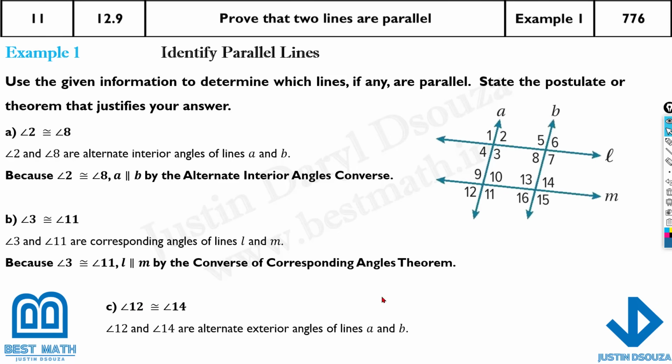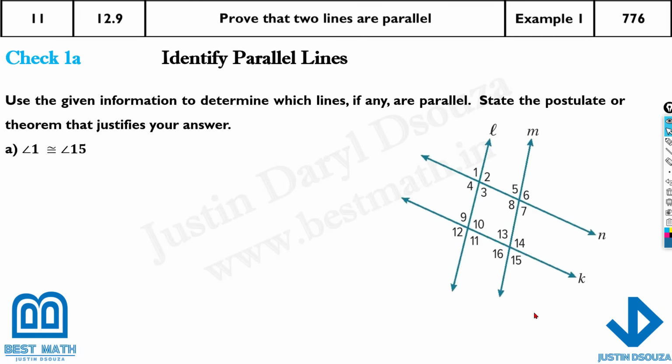And now here we have 12 and 14. Where are 12 and 14? This is A and B here, but they are alternate and outside. Look, A and B, they're outside A and B. Therefore, alternate exterior angles. You can see here, that's the answer. These both will be congruent if these two lines are parallel because of alternate exterior angles. But now we can tell these both are parallel because of alternate exterior angles converse.